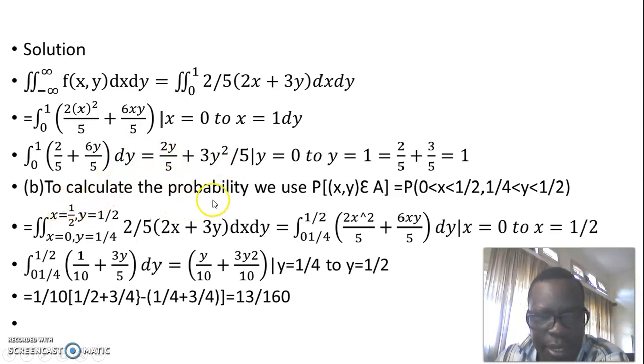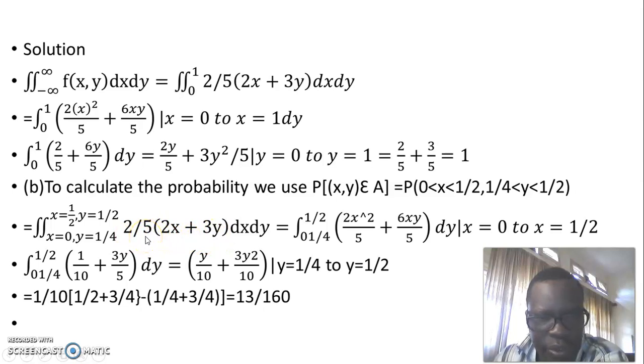Secondly, we need to calculate the probability of xy, which is an element of A, where A is the event whose probability ranges for in the region x between 0 and 1 and y between a quarter and a half. So we shall again integrate with respect to y and with respect to x the joint probability distribution.